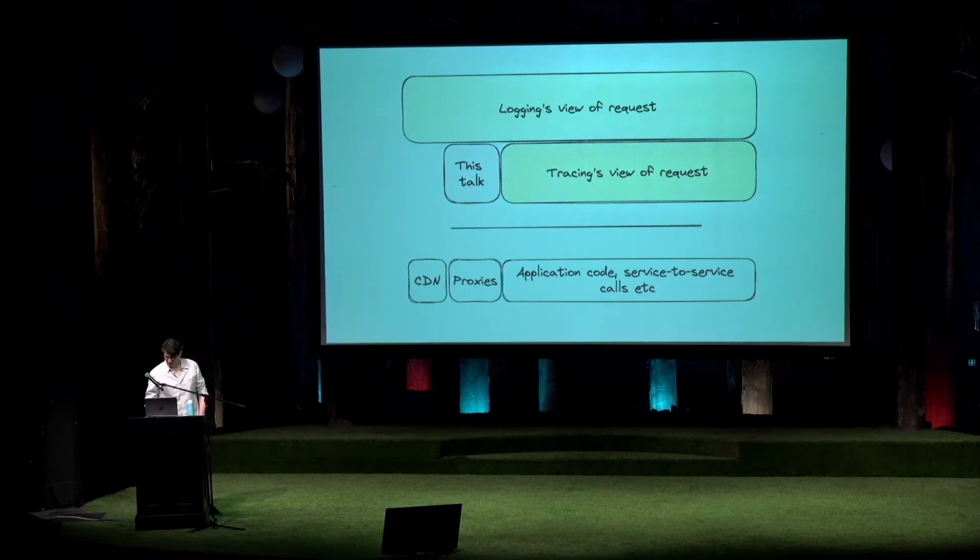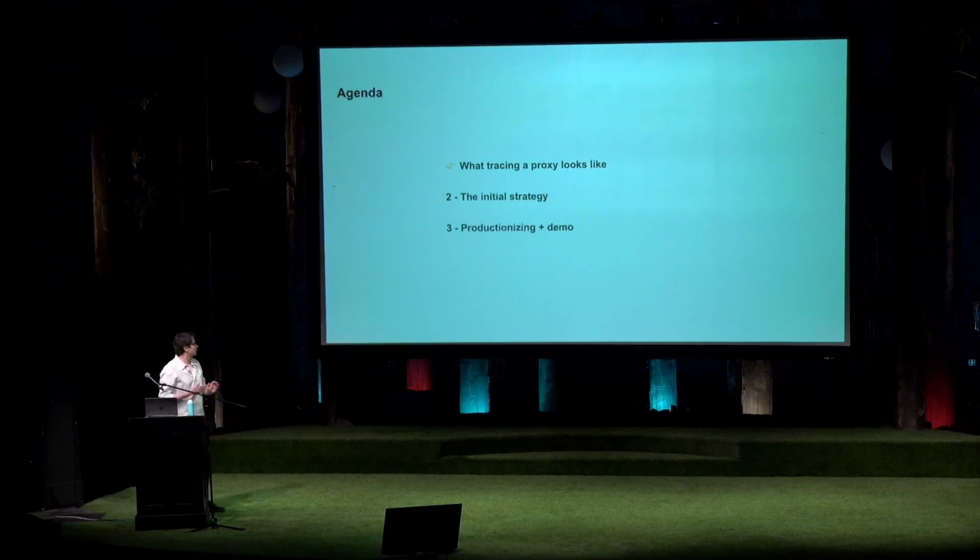The red box has three parts to it. I want to start by showing the end state, what tracing a proxy really looks like. And then I will discuss the strategy that we took, the choices we made, and then I want to talk about how we productionize this and do a little bit of demo. It could get a little hairy with the multiple screens here, but we'll see how that goes.